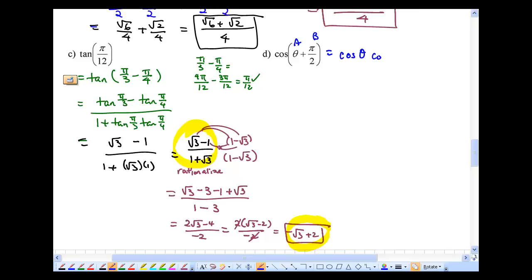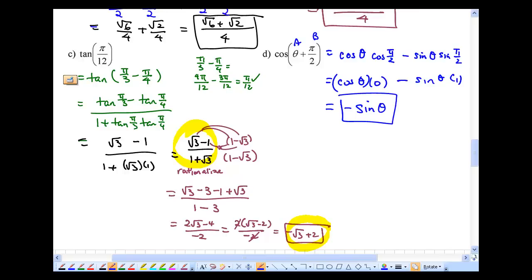cos pi over 2, minus sine theta sine pi over 2. Now here you should be able to evaluate the cos pi over 2 and the sine pi over 2. Pi over 2 is 90, cosine of 90 degrees, I believe, is just 0. So this becomes cosine theta times 0 minus sine theta, and sine of pi over 2 is, I think, just 1. So what we have here is negative sine theta. And that's it. Okay.